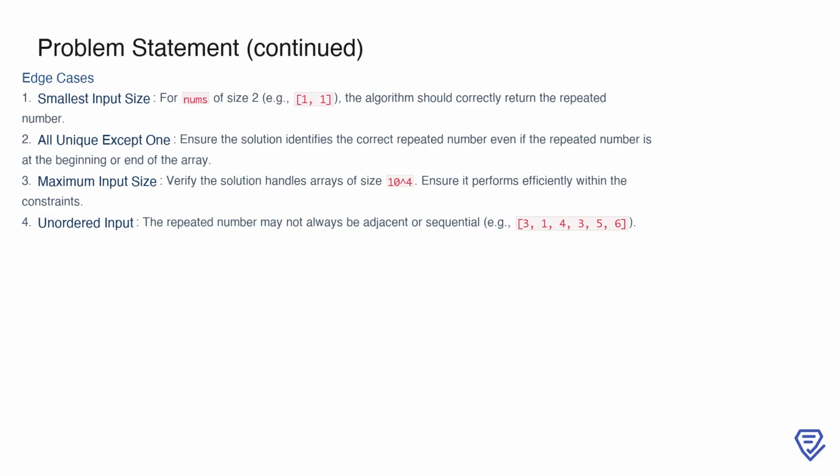For instance, in an unordered array like 3, 1, 4, 3, 5, 6, the repeated number may not be adjacent, so the algorithm must be able to identify it regardless of its position. Lastly, it's critical that the solution handles the maximum input size of 10,000 efficiently, ensuring it performs well under all conditions. These considerations will help ensure your implementation is both correct and optimized.